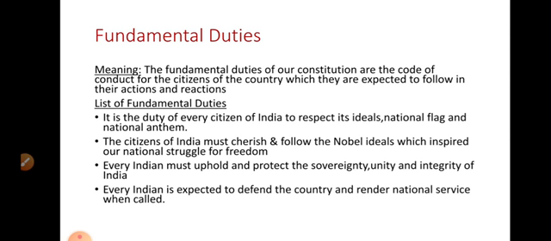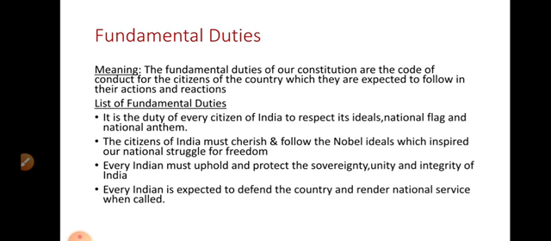And the next, every Indian must uphold and protect the sovereignty, unity, and integrity of India. So what is sovereignty? It is a supreme power to protect everything of our country from outside aspects. If something is happening with some disturbances from other countries, every citizen has to take part in protecting our country. It is a supreme power. We have to show unity and integrity in that aspect.